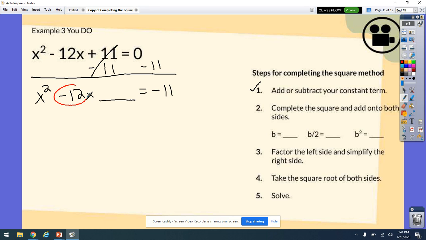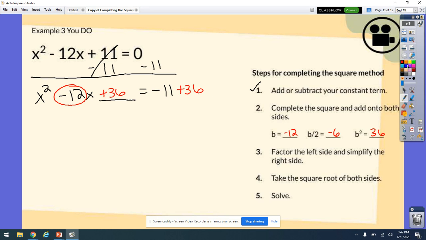I'm going to take my b term. This is my b. What is half of negative 12? So I take that, and that's negative 6. I take this negative 6, and then I square it. So if I square this, this is going to be a positive 36. So plus 36 here. And then I have to add or subtract onto both sides. So plus 36. Now I have my little factor here, my perfect square trinomial. That was the whole point.